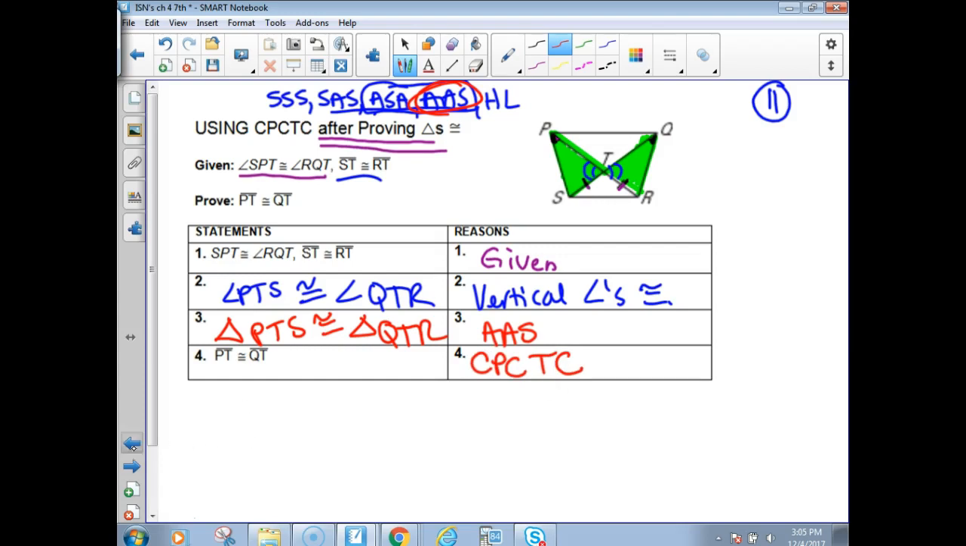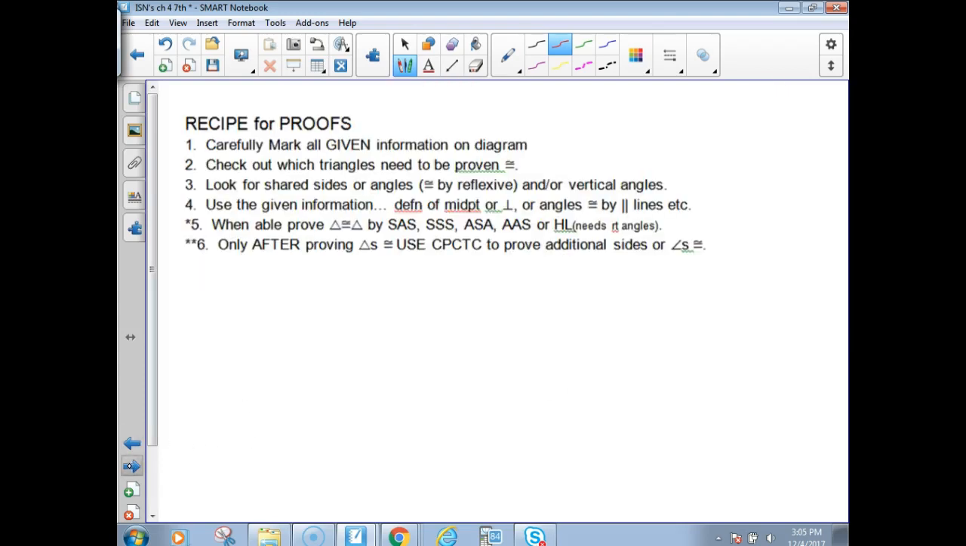We're going to be practicing some more proofs tomorrow. We got a little more to go here. So here's this recipe for doing proof. First, you want to carefully mark all the given information onto the diagram if it's not already been marked. Then you want to try to figure out what triangles need to be proven congruent by looking at what you're trying to prove, okay?